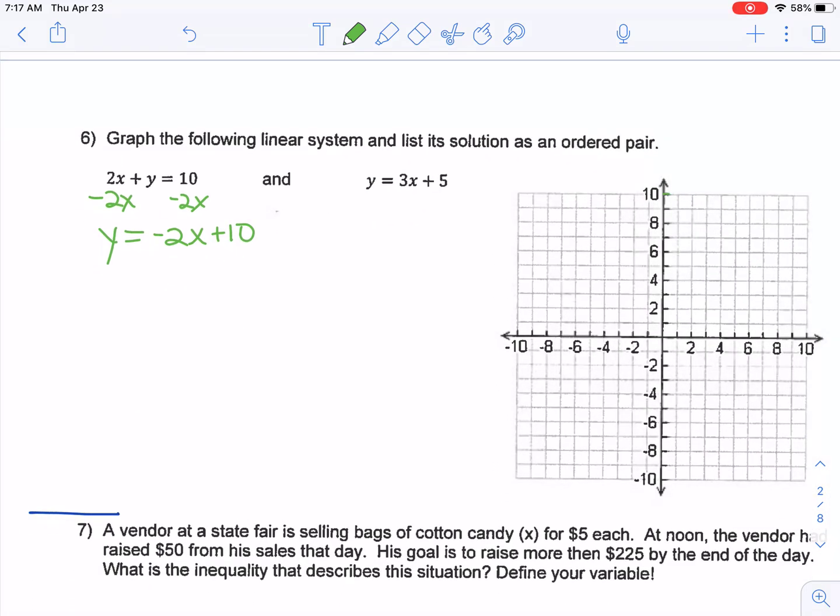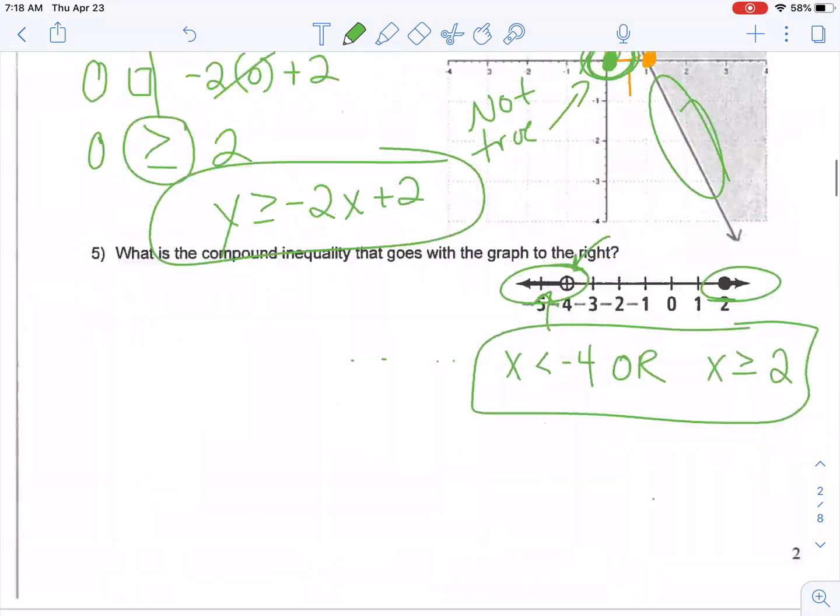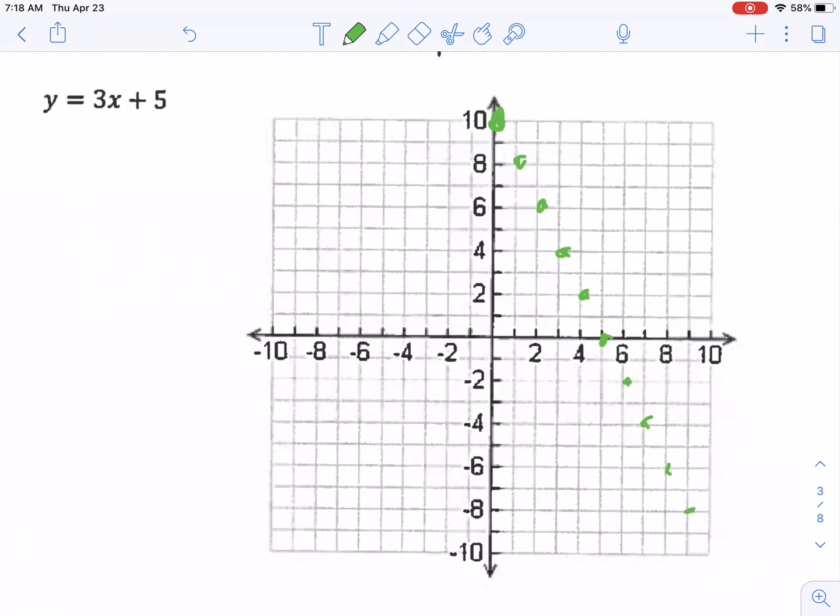Starting at 10, that's my y-intercept. I'm going to go down 2 over 1. Continue, continue, the whole way through my graph. Okay, and then I will draw a line. And this is y equals negative 2x plus 10.